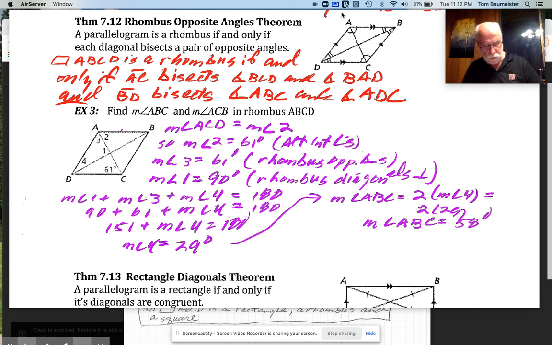Okay, so we just found the measure of angle ABC. And then it wants us to find the measure of angle ACB. Well, since this one here is equal to 61, that one there has to equal 61. So the measure of angle ACB is equal to 61 degrees.